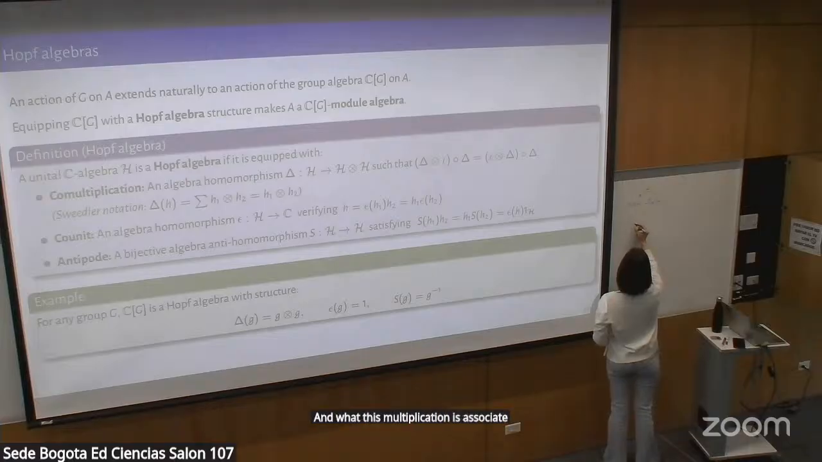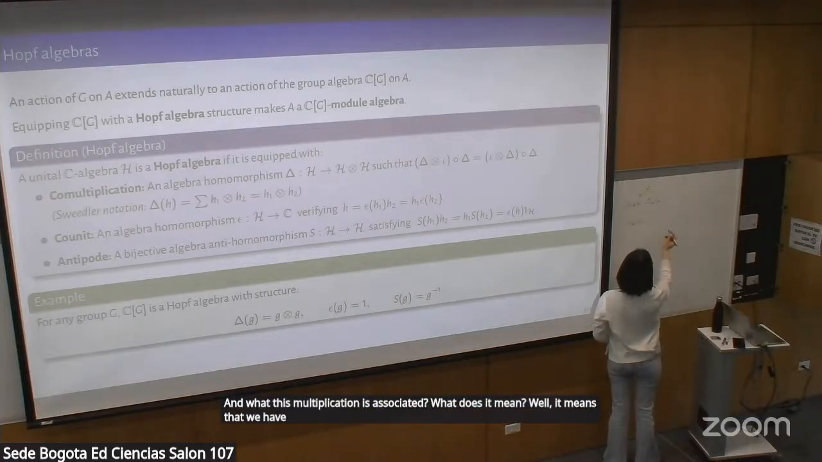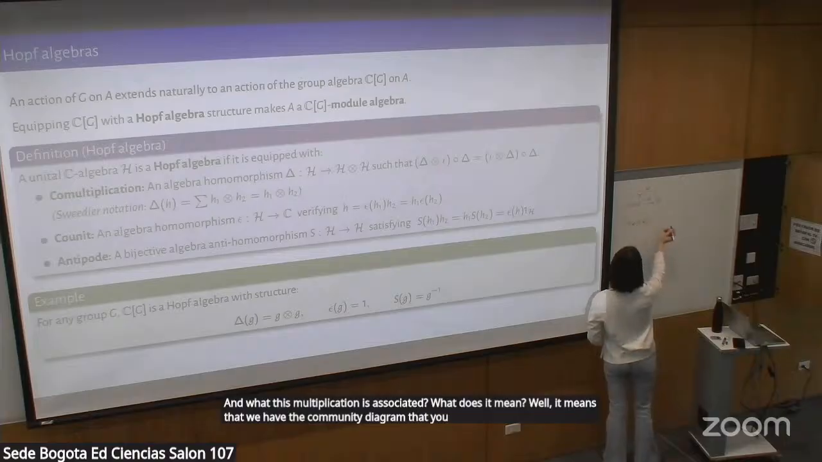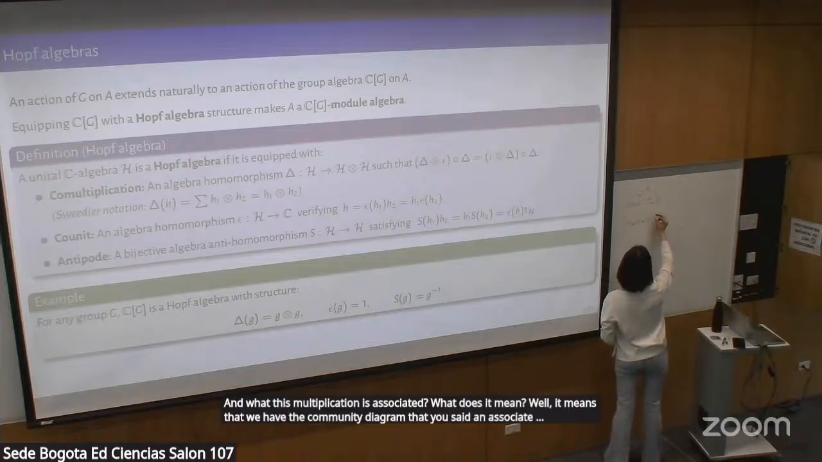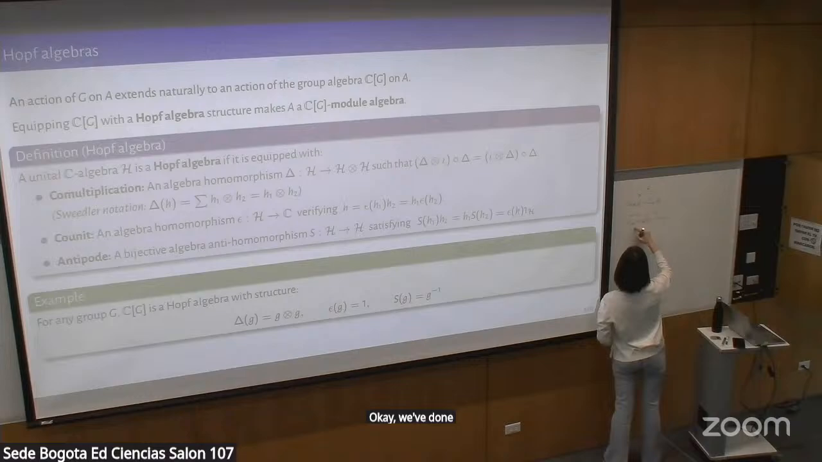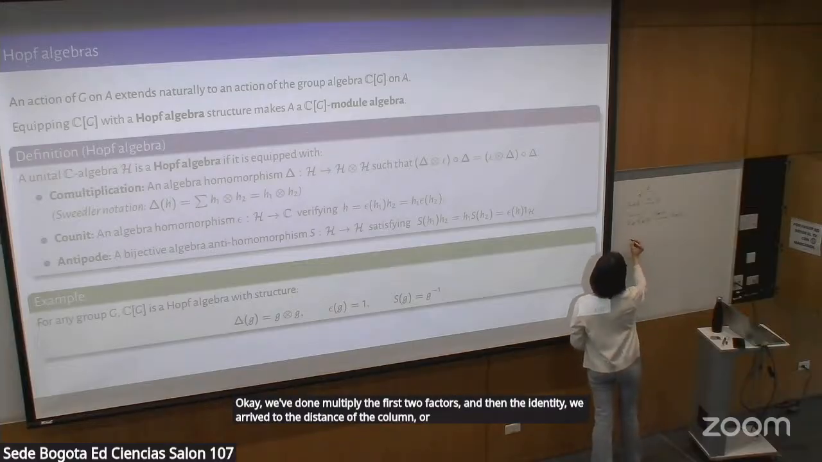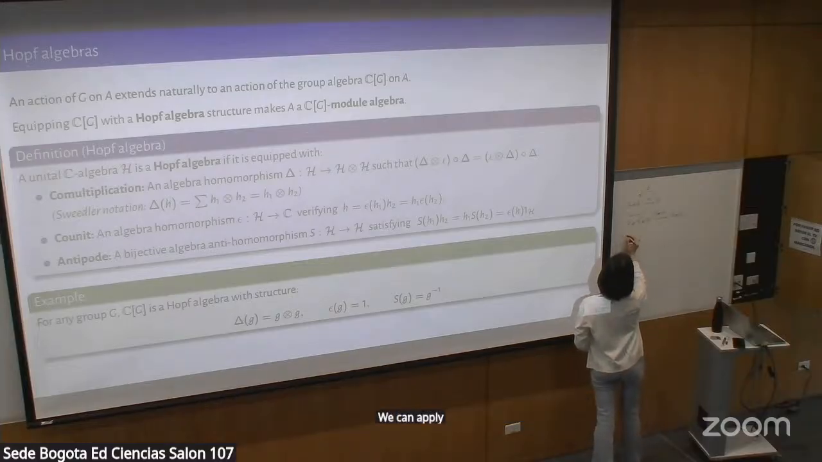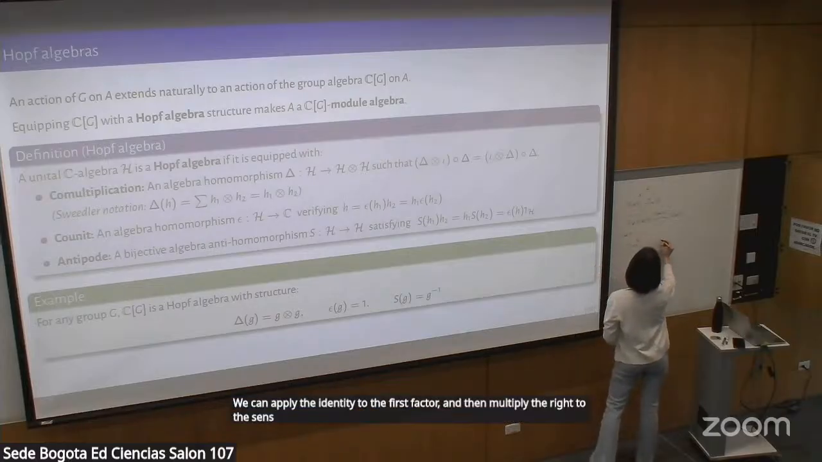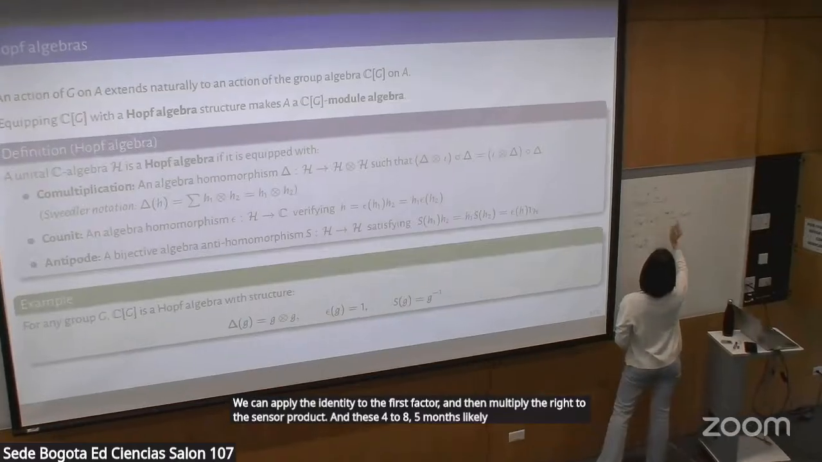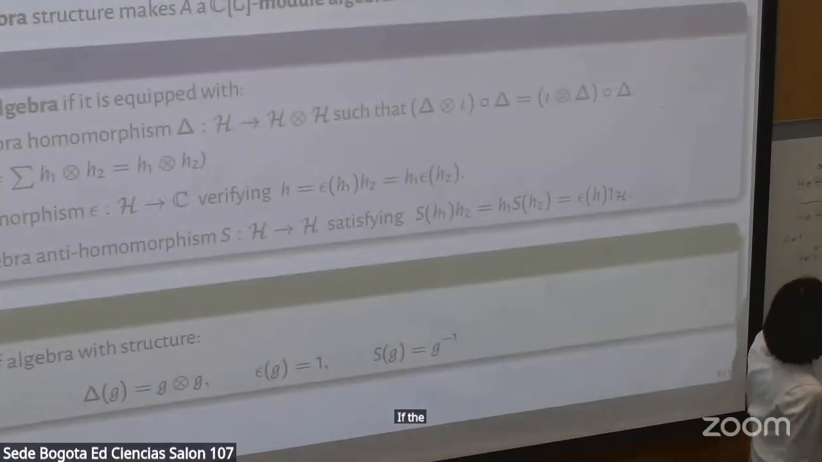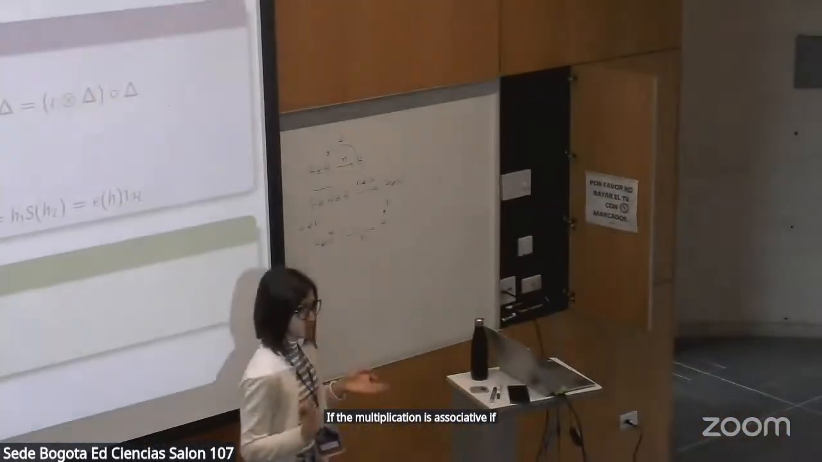What does it mean? Well, it means that we have a commutative diagram for an associative multiplication. We can multiply the first two factors and then take the identity, and we arrive at this product, or we can apply the identity to the first factor and then multiply, and we arrive at the tensor product. And this goes to A by multiplying. So the multiplication is associative if this diagram commutes.